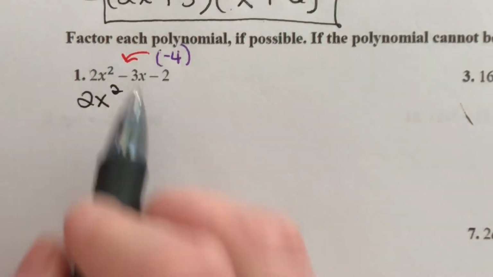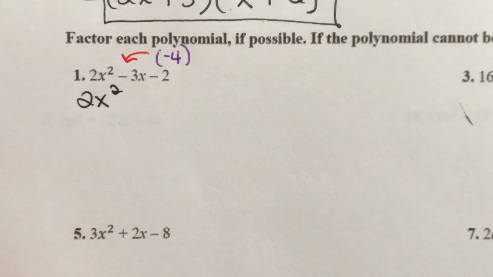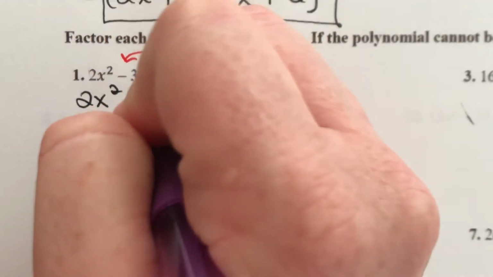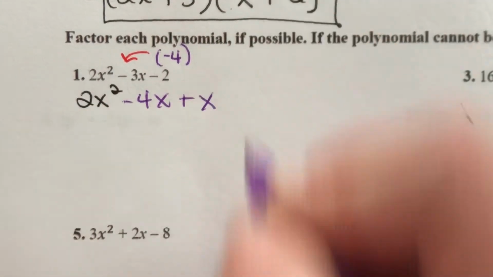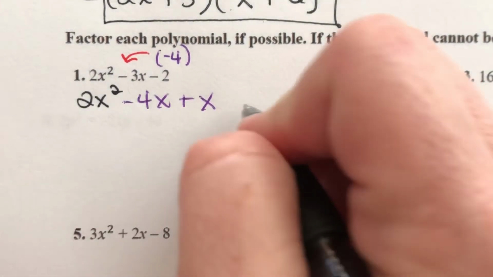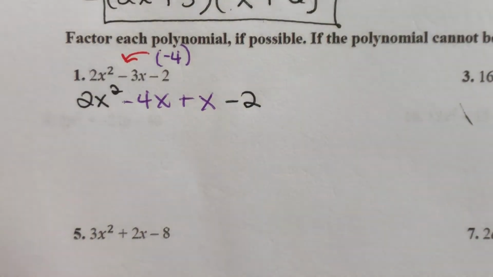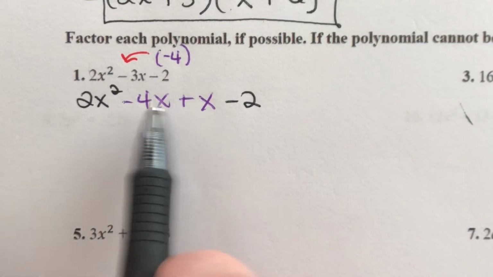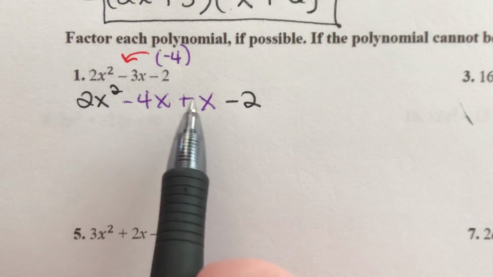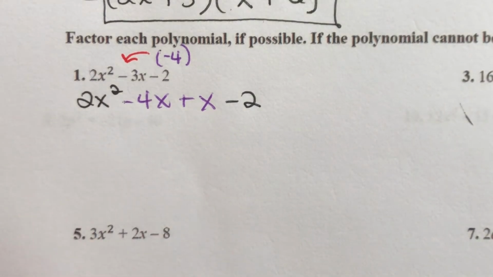2x squared, but I'm going to replace negative 3x with negative 4x plus 1x, and then keep writing it minus 2 at the end. It does not matter what order you write these in. I could have written plus x minus 4x. Doesn't matter. I'll end up with the same answer at the very end no matter what.